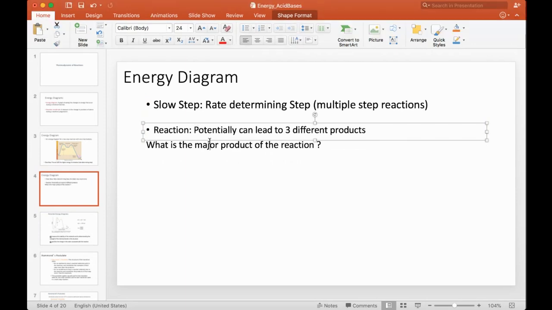Okay, so when I said a reaction having 3 potentially different products, that basically means 3 different reaction pathways. So you could draw 3 different energy diagrams, because for each reaction there will be an energy diagram. Okay, so then if you ask the question, what is the major product of this reaction, what you have to focus on is the slowest step of a reaction.